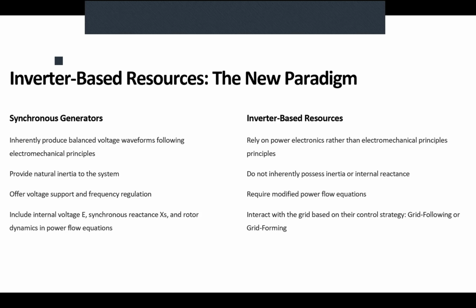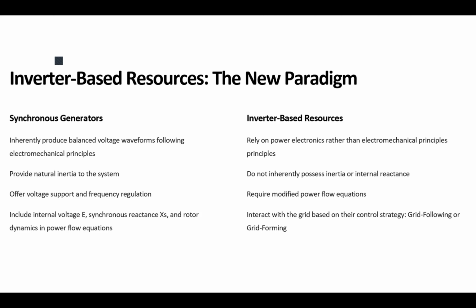Okay, so let's start. Let's see what would happen if we have a notable amount, or a high penetration level, of inverter-based resources in our power grid system. So what would happen in a power flow analysis when the inverters are dominating the system? Let's start by mentioning the differences between a rotary machine, for example a synchronous generator, and inverter-based resources.